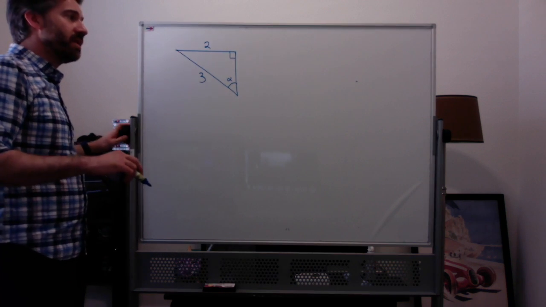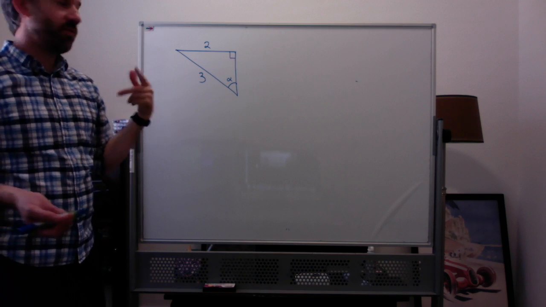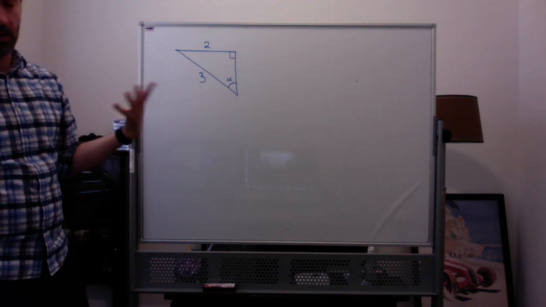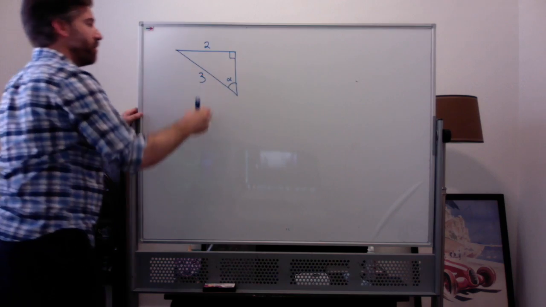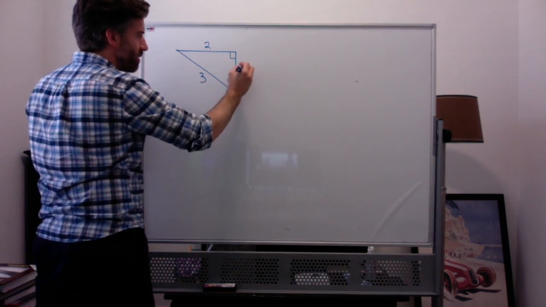Okay, let's do it again for this other triangle. This triangle is a little bit different. First of all, it's oriented differently. Second of all, we don't know the third side. So before we can even find sine, cosine, tangent, etc., we have to find this third side here. So I'm going to use the Pythagorean theorem. I'm going to call this side, I don't know, x.